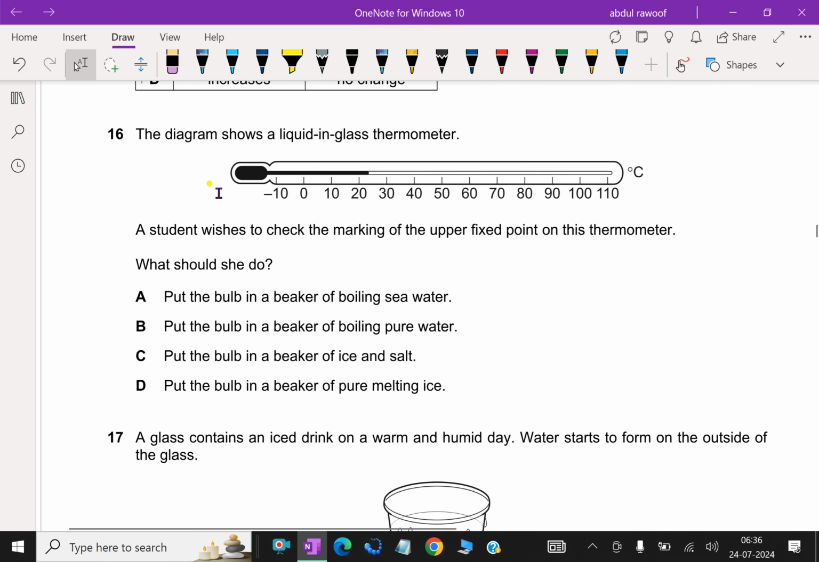Next one. A diagram shows a liquid-in-glass thermometer. A student wishes to check the marking of the upper fixed point on this thermometer. What should she do? Put the bulb in a beaker of boiling seawater, in boiling pure water, in a beaker of ice, or in pure melting ice. She has to put the bulb in a beaker of boiling pure water. Option B.